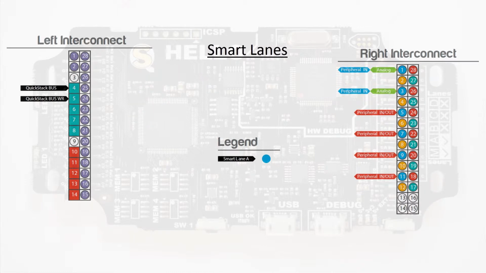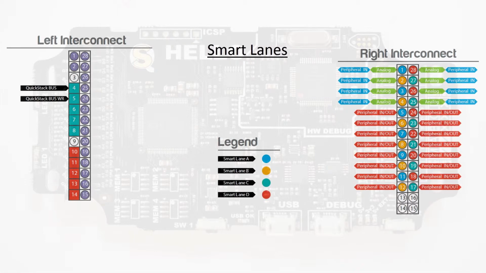There are 4 smart lanes total. Besides smart lane A, there is lane B, C, and D. What makes these boards smart is the fact that the worker board can change which lane it uses. Even when you have 2 identical boards on the same stack, the QuickStack software will assign them to a different smart lane. This eliminates the problem of pin contention that a lot of systems have.